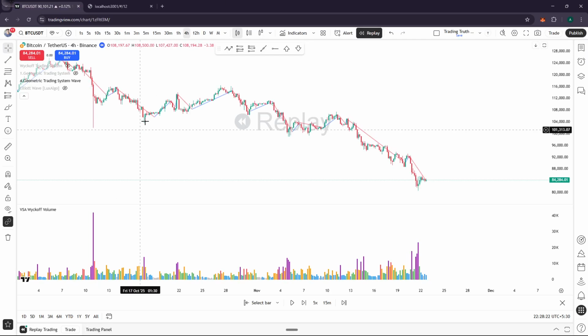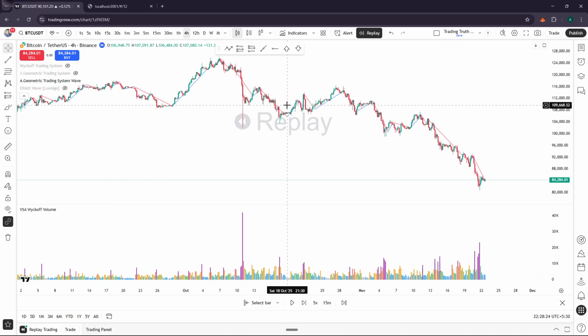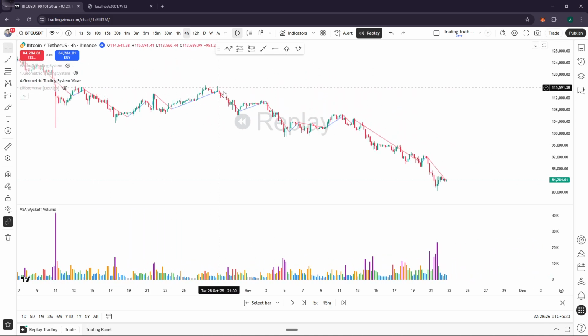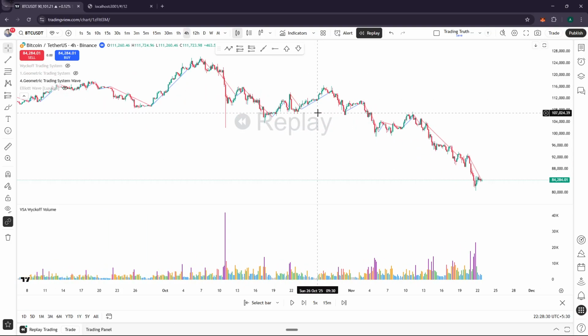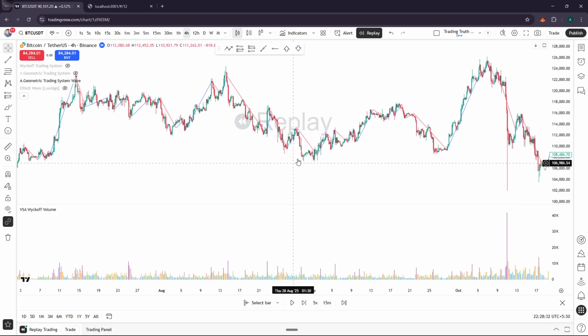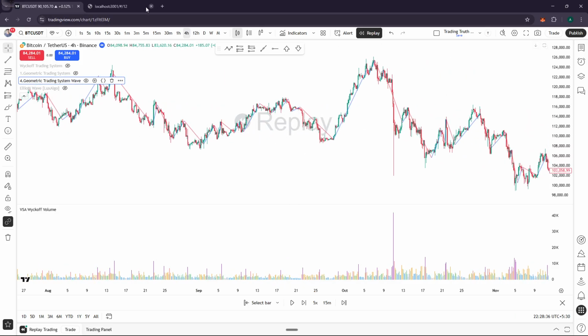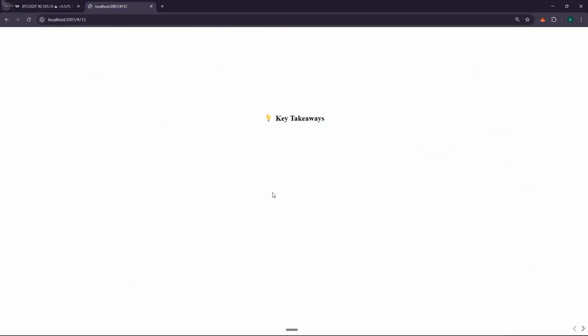As you see, it's making lower highs, lower lows, lower highs, lower lows, and it's just going down. As it's making higher highs, higher lows, higher highs, higher lows, we see the market is uptrending. So it's seeing the market as waves, not individual candles. That's how we get successful in our trading.